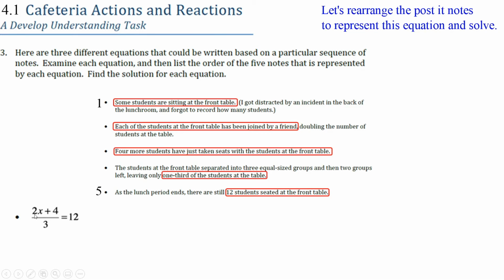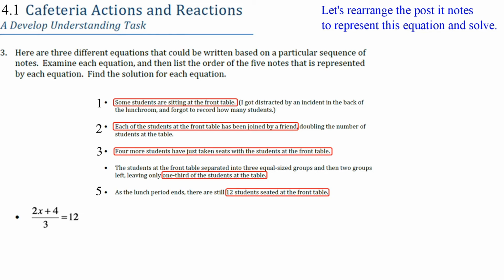And then what are we going to do to the 2x? Well, before we divide by 3, we're going to have to add that 4 right there. So, 4 more students have just taken seats with the students at the front table. So that would be my third bullet now. And then, what are we doing to the 2x plus 4? We're dividing by 3. The students at the front table separated into 3 equal-sized groups and then 2 groups left, leaving only 1/3 of the students at the table. There it is. And there's the division by 3.